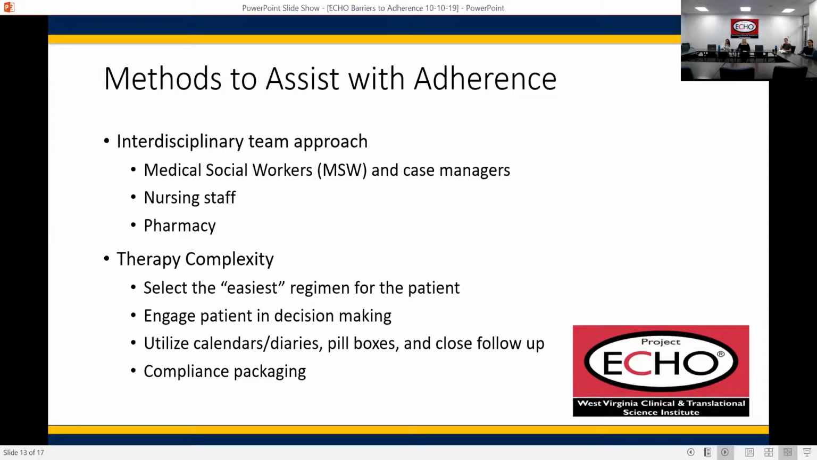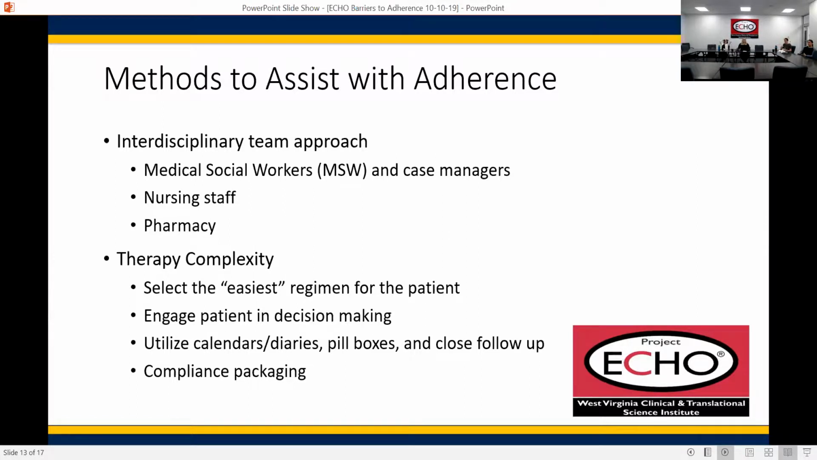And lastly, thinking about therapy complexity. We've already talked about pill burden and multiple doses a day. So what's the regimen that's going to be easiest for the patient, and make sure they're involved in making that decision so that they're empowered to continue on. We at the pharmacy will provide them with calendars or diaries to help them remember to take their medications, and then closely follow up with them. For our Hep C patients, we're calling them at least every month.